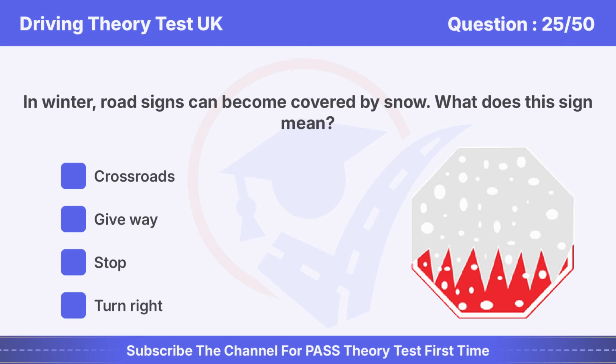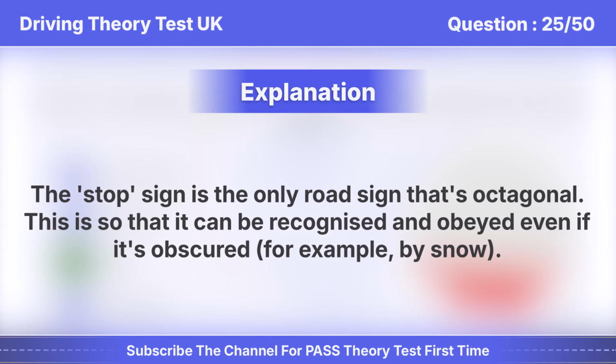Question 25. In winter, road signs can become covered by snow. What does this sign mean? Answer is C, stop. The stop sign is the only road sign that's octagonal. This is so that it can be recognized and obeyed even if it's obscured, for example, by snow.